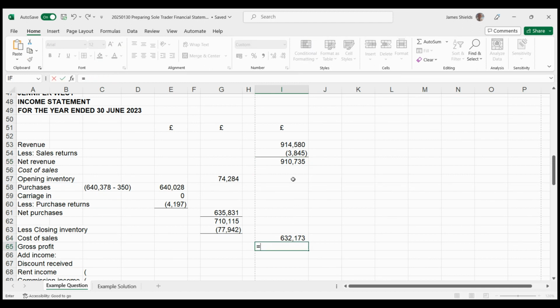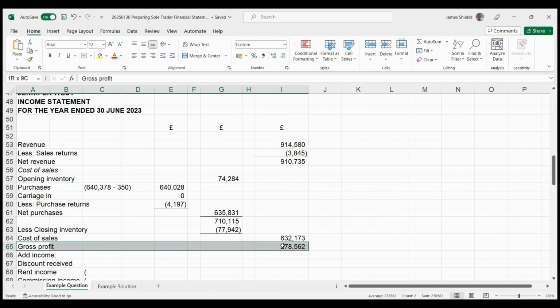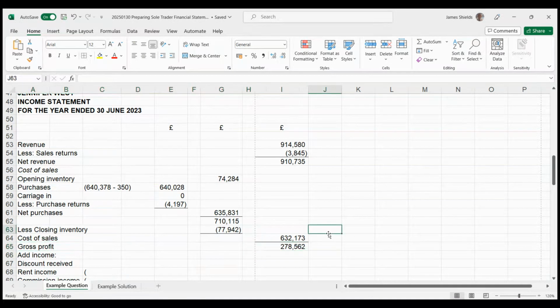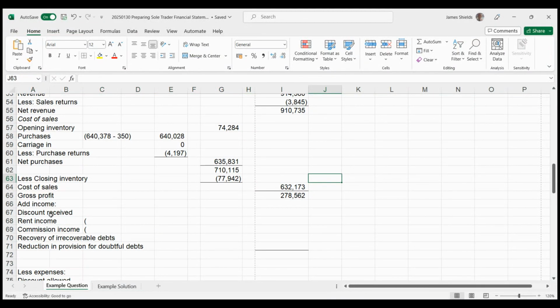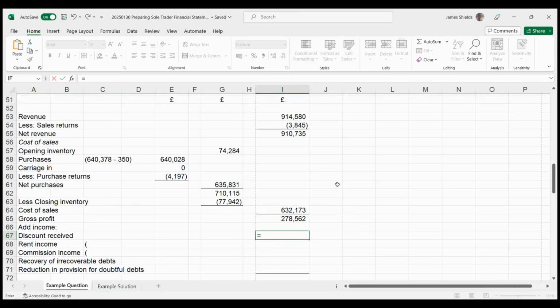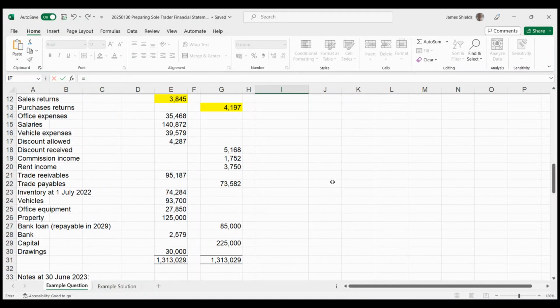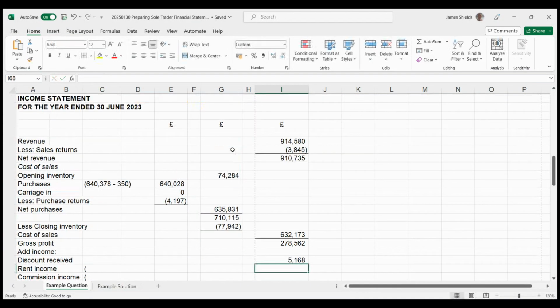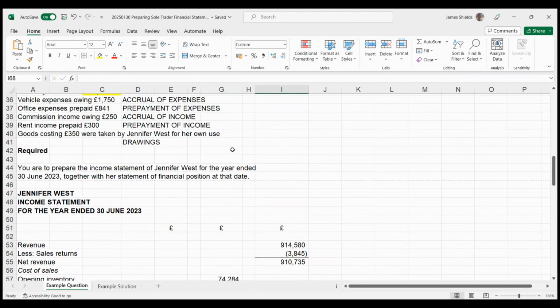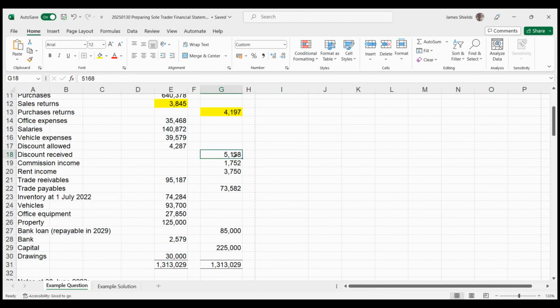Now the gross profit is your net revenue, take away your cost of sales. So it's going to be the 910,735, take away the 632,173, giving us a gross profit of £278,562. And now we're going to add any other income. So discount received. We go to our trial balance, looking for discount received. Here we go, discount received 5168. So let me go back and highlight the 5168 so I know that I've used that figure.